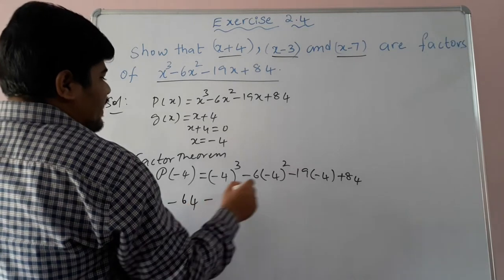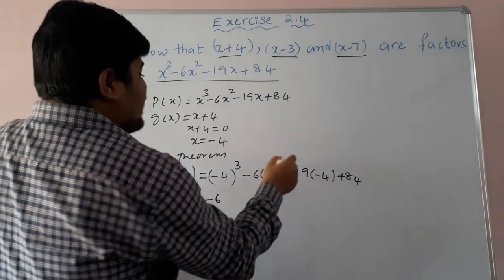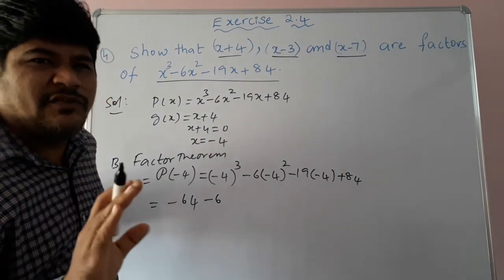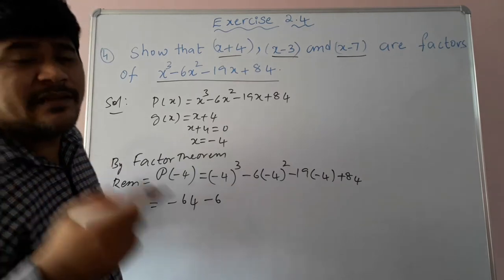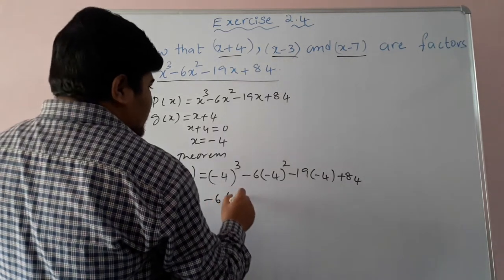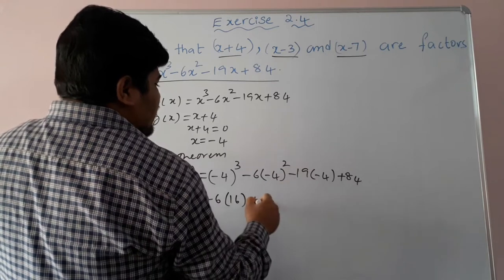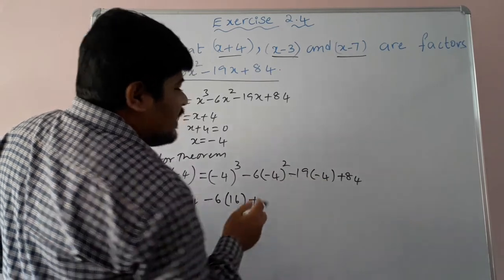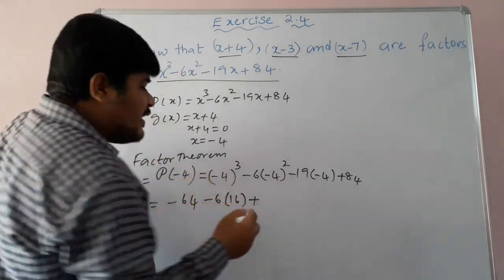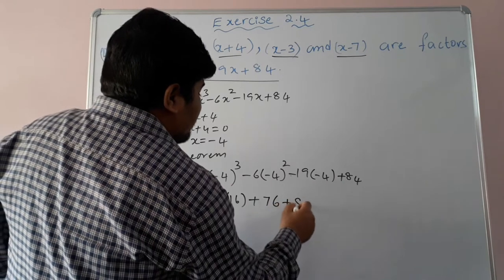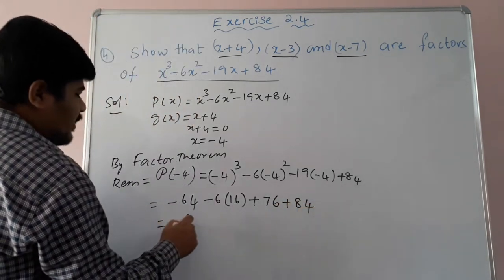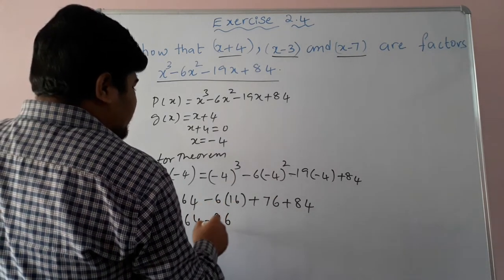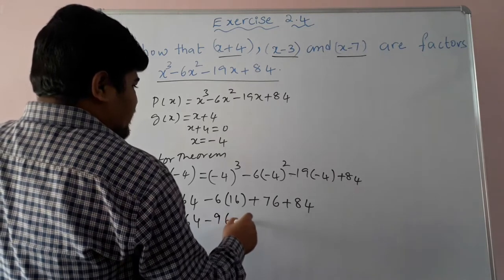Negative 64 minus 6 into minus 4 square. Children, a negative number to the power of an even number is always a positive number. So minus 4 square is plus 16. So here minus 6 of plus 16, and in mathematics brackets represent multiplication, that we know. Minus into minus is plus and 19 fours are, what is 19 fours? 76, and plus 84. So children, minus 64 minus 16 sixes are, 16 sixes are 96, and plus 76.